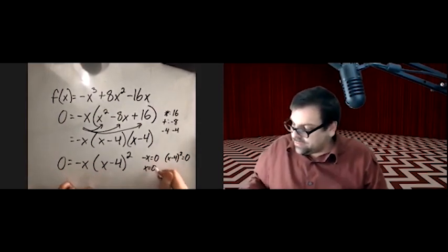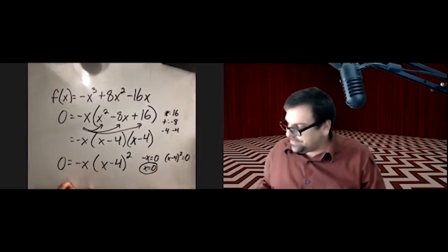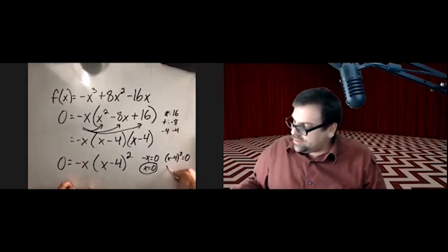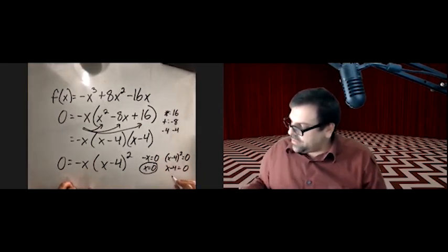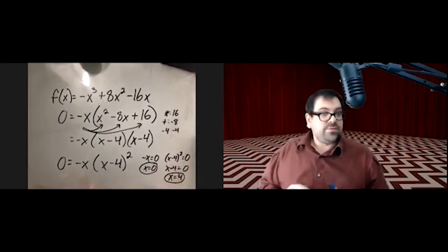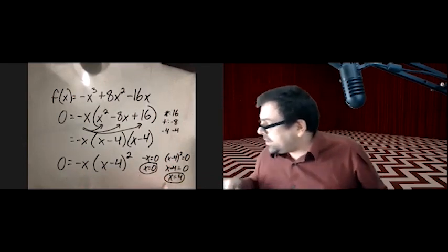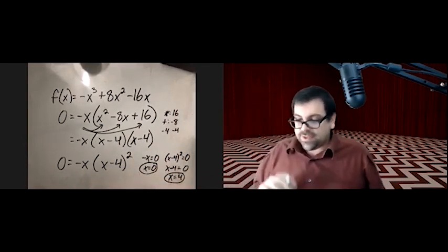So negative x equals 0 means x equals 0. Square root both sides: x minus 4 equals plus or minus the square root of 0. That's just 0. Add 4 to both sides. x equals 4. So x equals 0 and x equals 4 are the zeros.